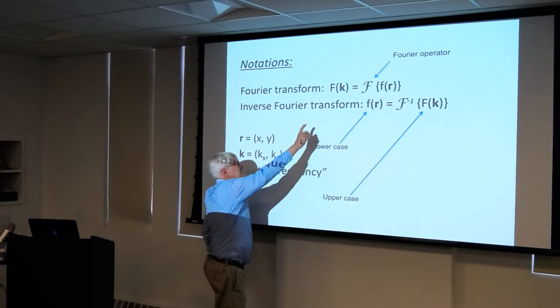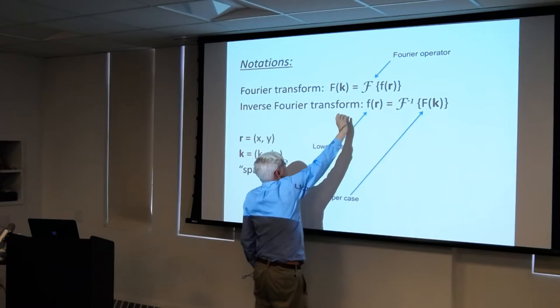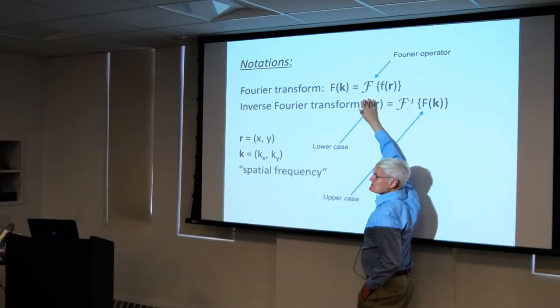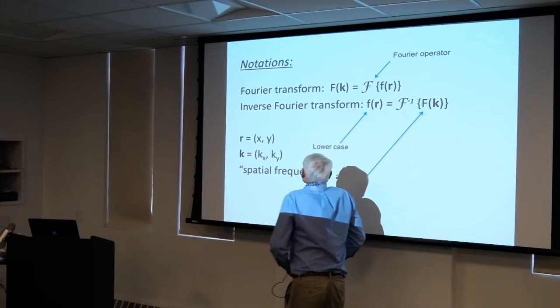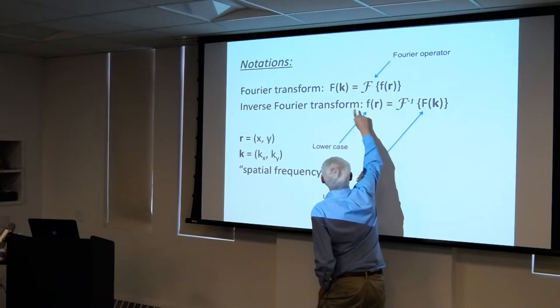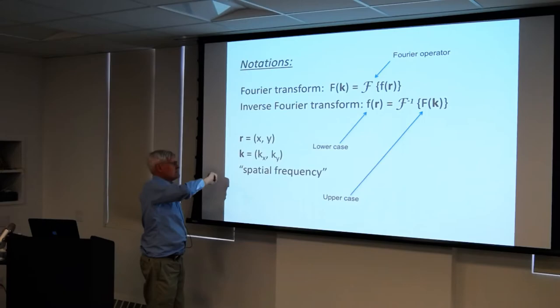This is the index, a two-dimensional index, for the two-dimensional Fourier transform, kx, ky. And this is the operator of Fourier transforming, and it operates on the function f of r, which is f of x and y. Now I always use lowercase for the real space and uppercase for the Fourier transform. And these components are very clear: the normal components in normal space, and these are the components of the spectral frequency.